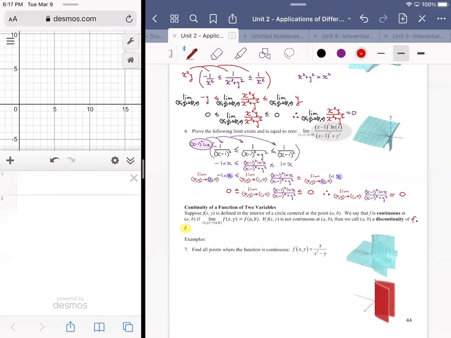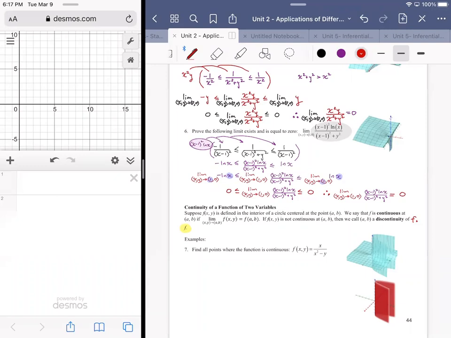Just like in Calc 1, it's a whole lot easier to see where a function is discontinuous than it is to see where it is continuous. So once you find any points of discontinuity, you remove them from the domain, and what you're left with is an assumption that the remaining points are the points in which the function is continuous.